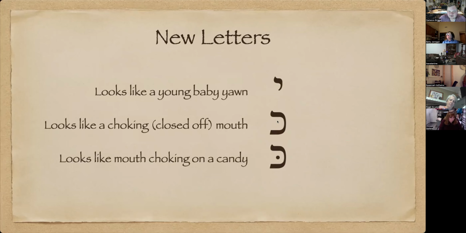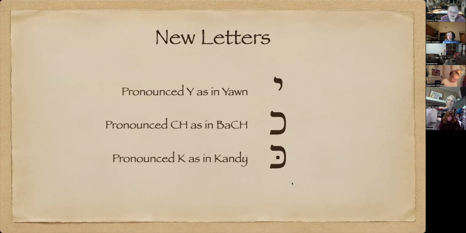And here's the difference between chaf and kaf. One has a piece of candy in its mouth and one doesn't. The one that has the piece of candy is a pronounced k, as in candy, versus the other one that has the guttural sound as in Bach. And then yod is pronounced y, as in yawn.